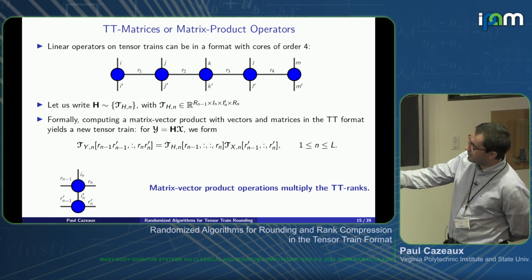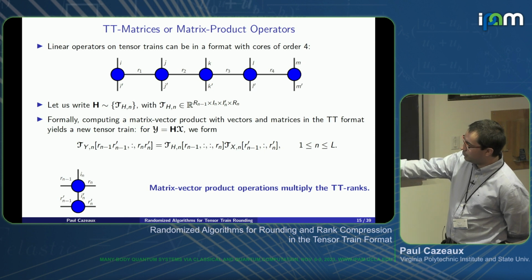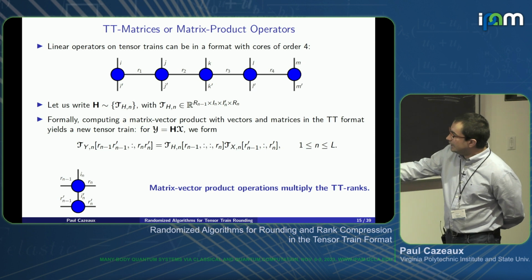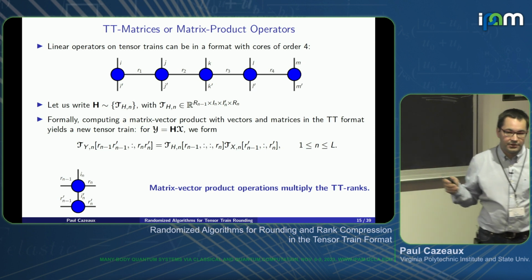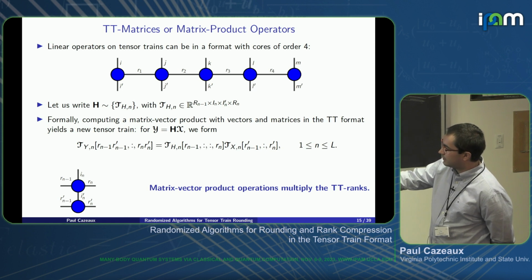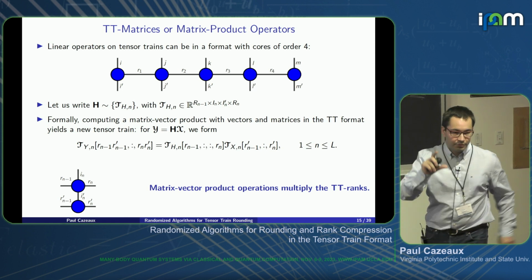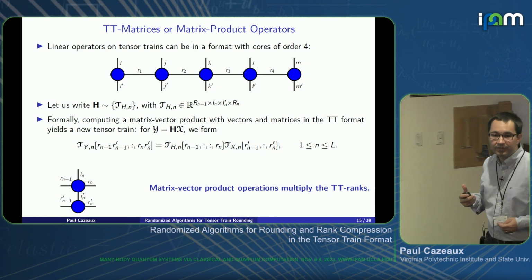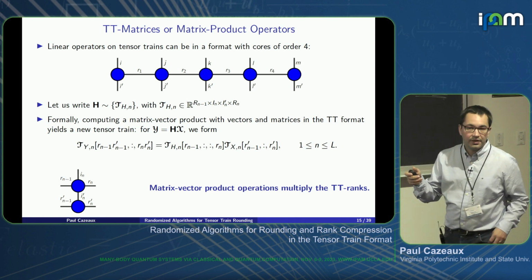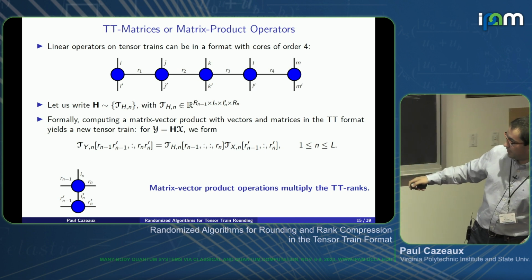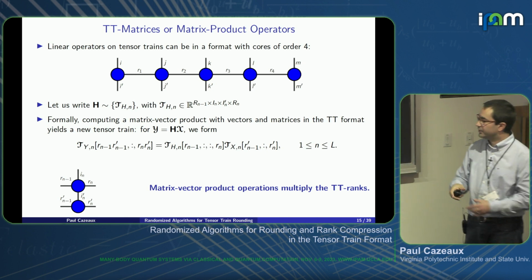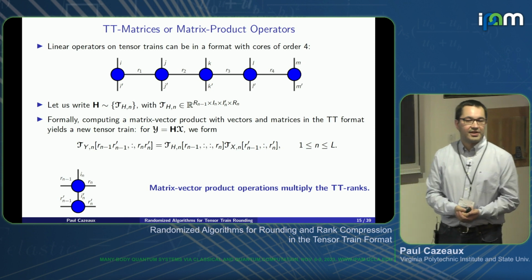So here, for fixed values of the bonds, I'm going to be summing over this index i prime n, which corresponds to taking a matrix vector multiplication at the core level. And what we see is that we are merging the two indices for the bonds on both sides. And so we are again multiplying the ranks. So if my TT matrix had ranks R prime n, and my vector had ranks R_{n-1}, R_n, then I'm multiplying these two quantities together. So again, this is growing the ranks very fast.